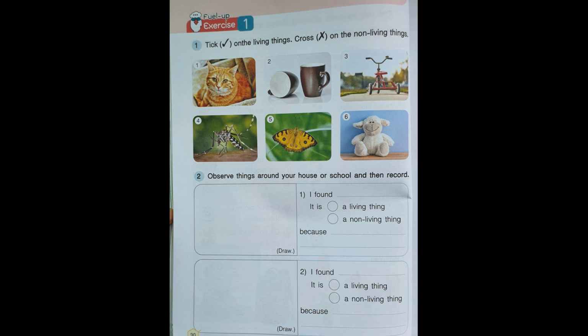And for the second exercise, observe things around your house or school and then record. So now you are at your house, right? So you can observe around your house, or you can look at your video and choose two from them, write and draw a picture of them, and then answer the questions in the box.